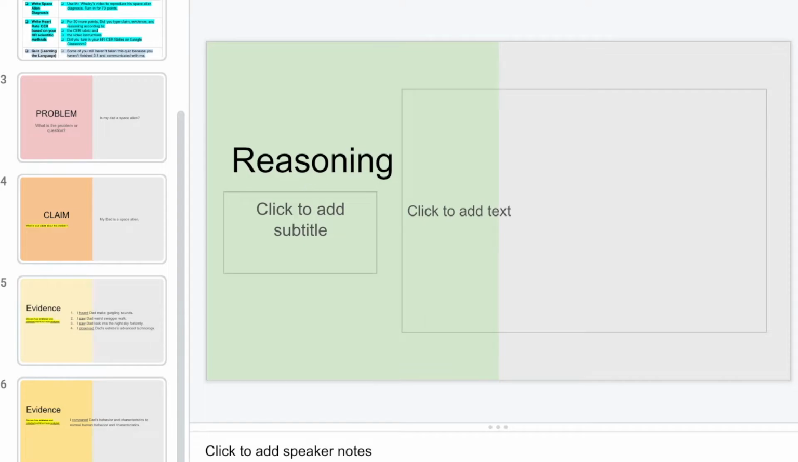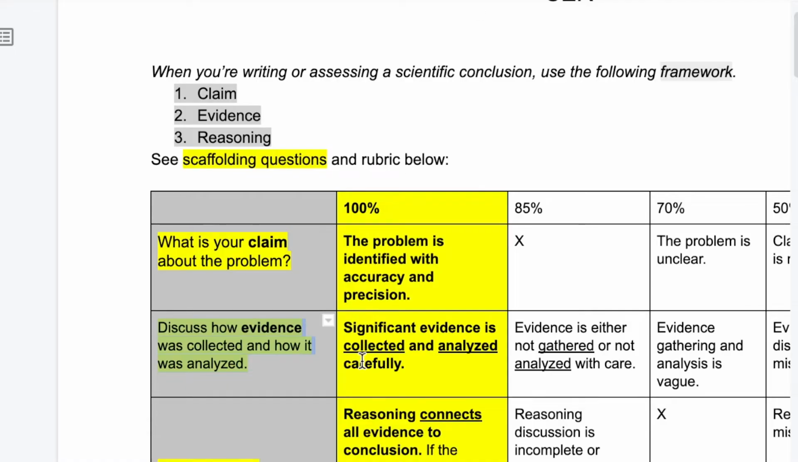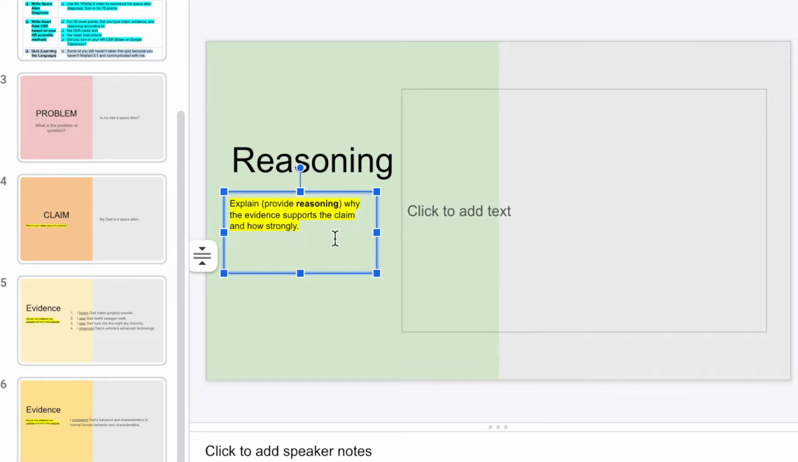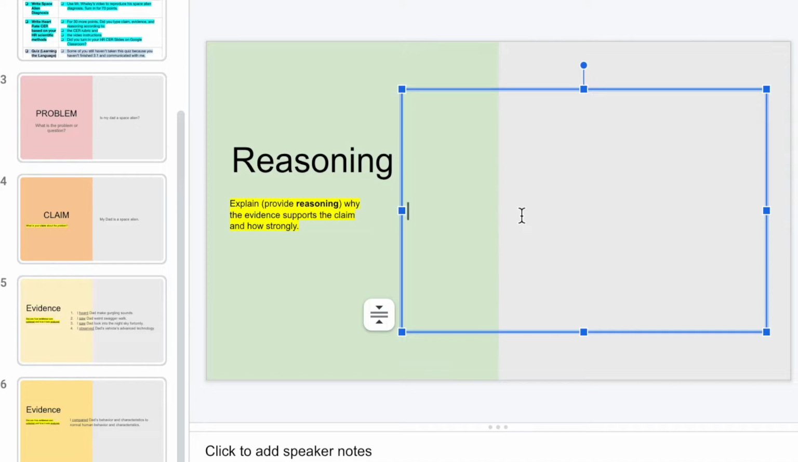Reasoning, I'm going to go to the rubric. I'm going to say, what's reasoning? We want to be able to do this. Explain by providing reasoning for why the evidence supports the claim and how strongly. So I'm going to say, here's a summary statement.